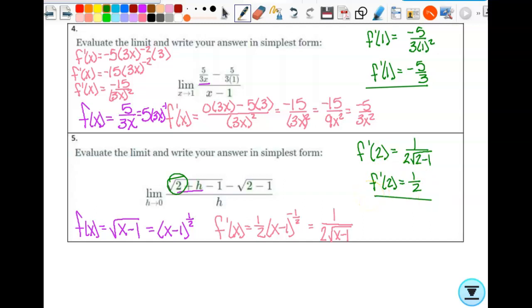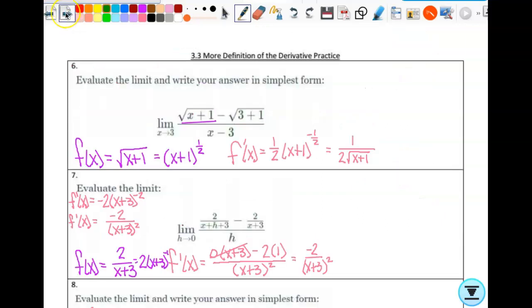Okay. What questions you got? All right. Are we evaluating number 6 at some value? Yes, at 3, right? So f prime of 3 equals 1 over 2 times the square root of 3 plus 1. So 3 plus 1 is 4, square root's 2, so it's just 1/4.